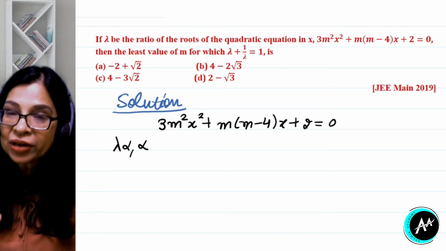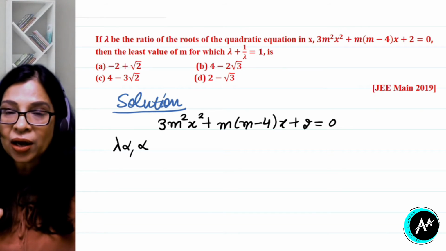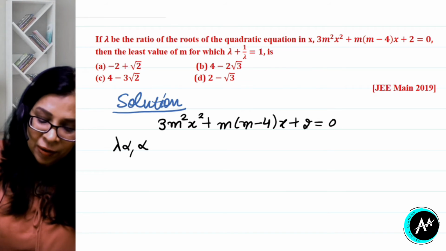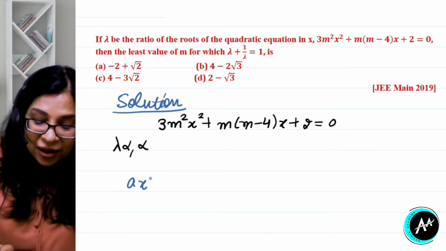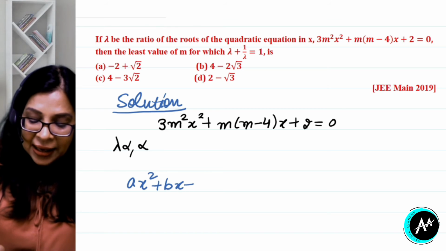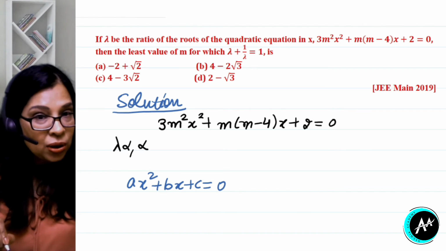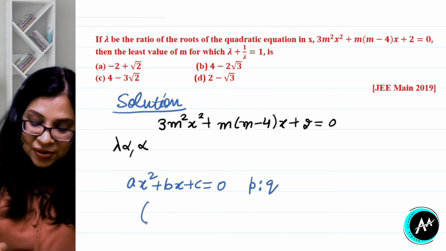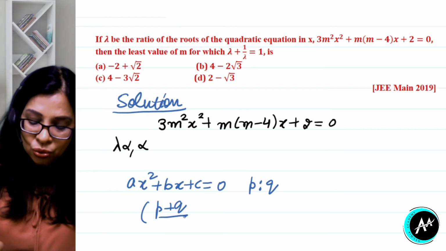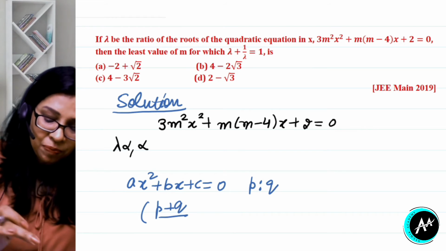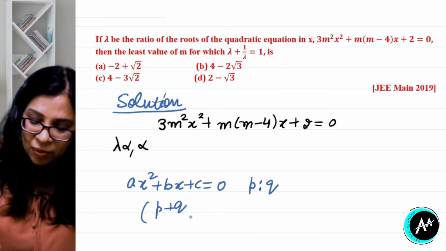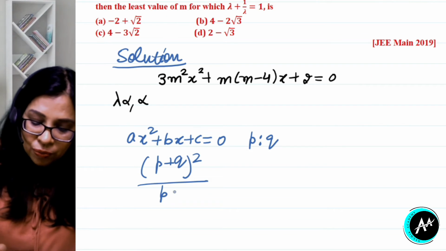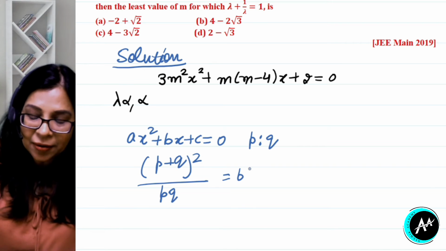Now remember, we have done result on ratio of roots of quadratic equation. If the ratio is given, what was the result? Let us recall over here. Result was that if you have this quadratic equation, ax square plus bx plus c equal to 0, and roots were in the ratio p is to q, then the result was p plus q whole square divided by pq was equal to b square upon ac, right?